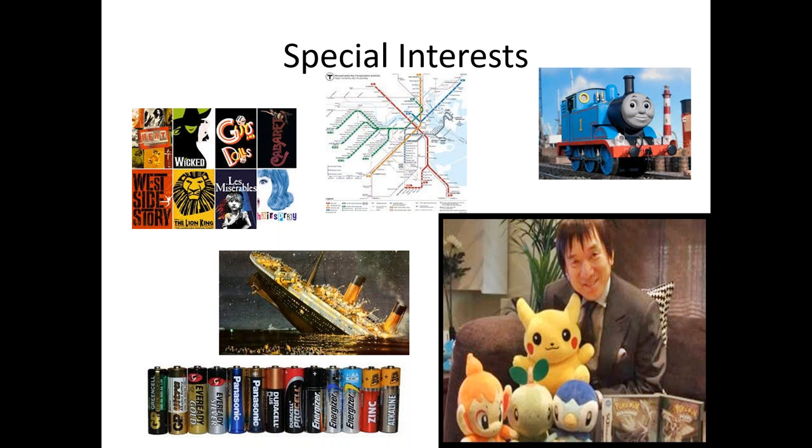Now, my pictures are of the kinds of things that are common special interests in our world. Some of them, as you can see, are quite in some ways unremarkable. Lots of kids like Pokemon. The man in the picture with Pikachu and all the other creatures is the inventor of Pokemon, who himself has Asperger syndrome. Lots of people like Broadway musicals. Thomas the Tank Engine. Lots of little kids like Thomas the Tank Engine.